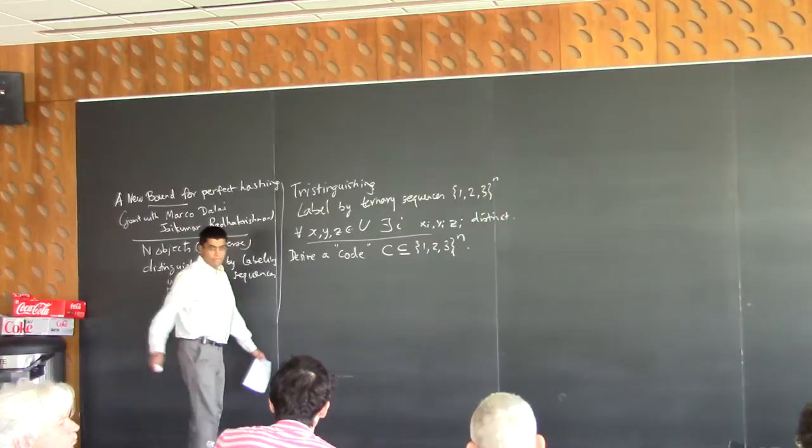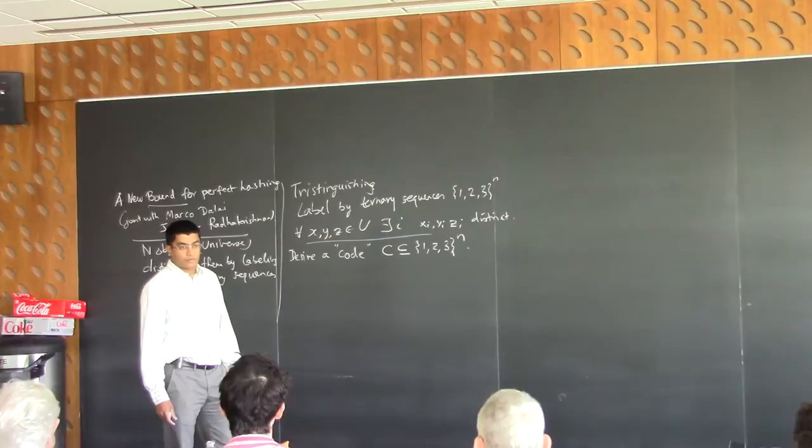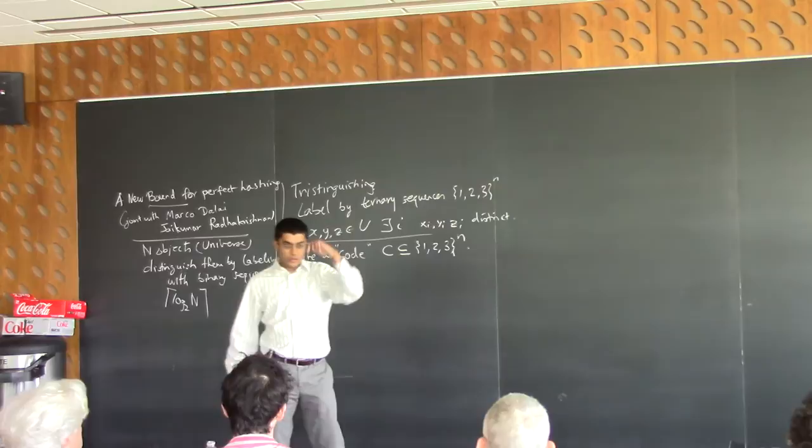When you say x_i, y_i, z_i are distinct, you mean that all three of them? All three of them occur, yeah. Would it be different for each one? No, there exists a single i for which all three have to be different. So the set {x_i, y_i, z_i} must be {1, 2, 3} in some order.